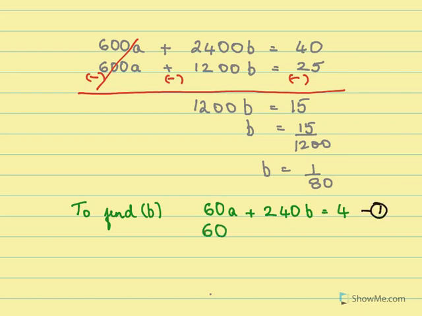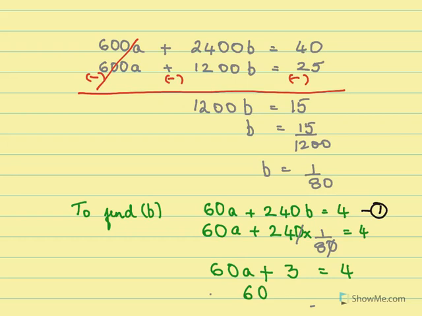So let me substitute now 60. And for a, I'm going to put a here. I have to substitute for b. So 240 into, for b I put 1 by 80, and this is equal to 4. So 60a plus 3 equal to 4. Here I reduce it, it cancels and becomes 3. So 60a equal to 4 minus 3, 60a equal to 1. So I have a equal to 1 by 60.